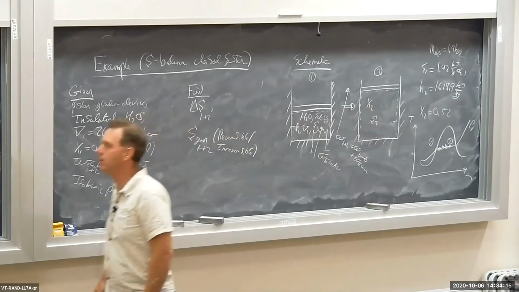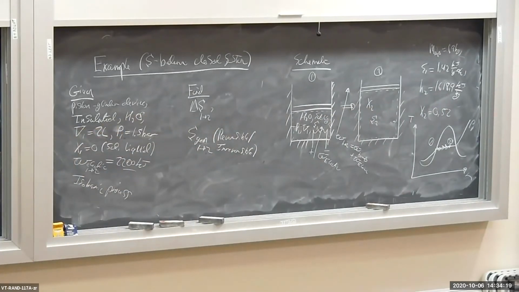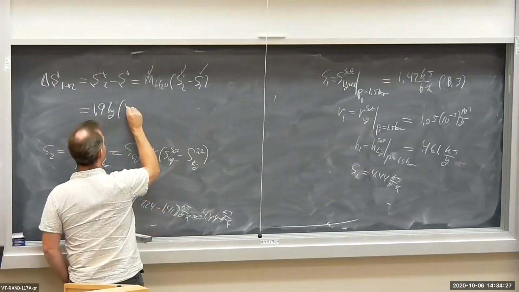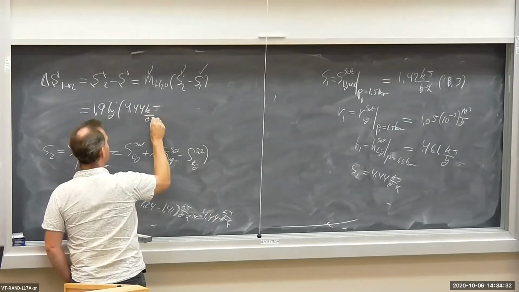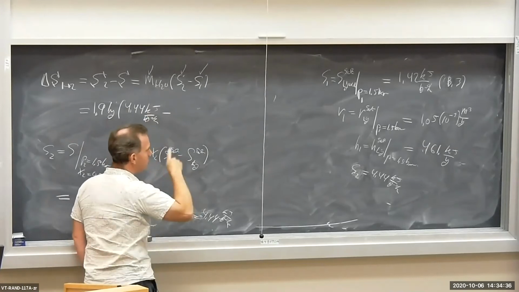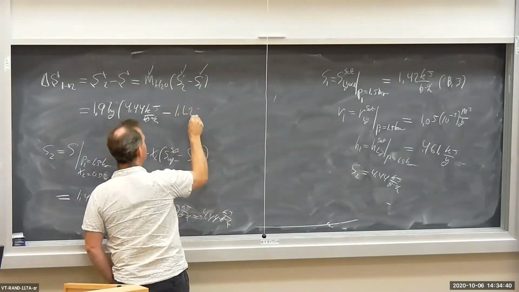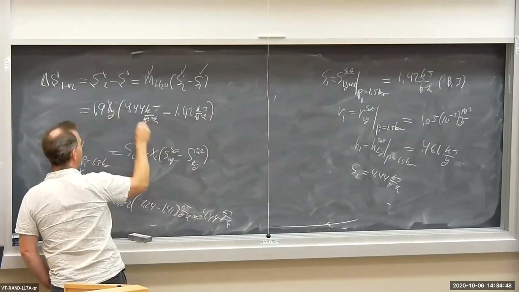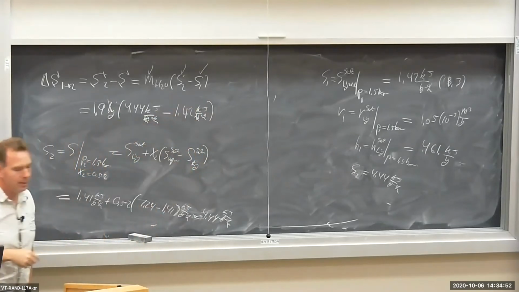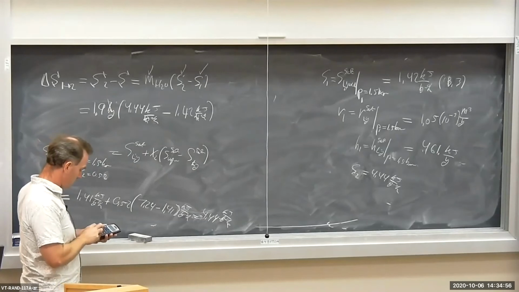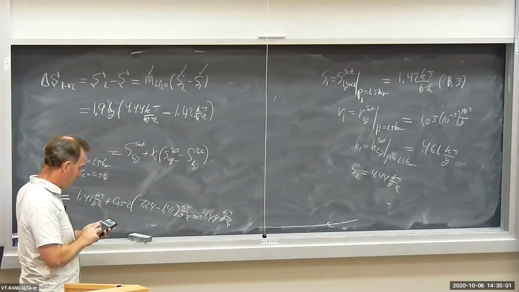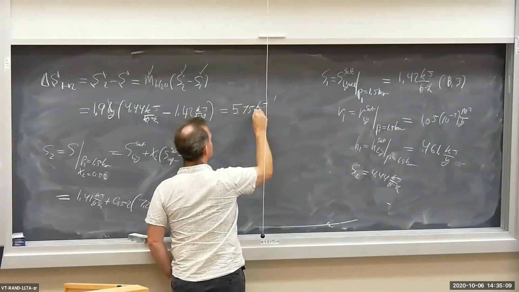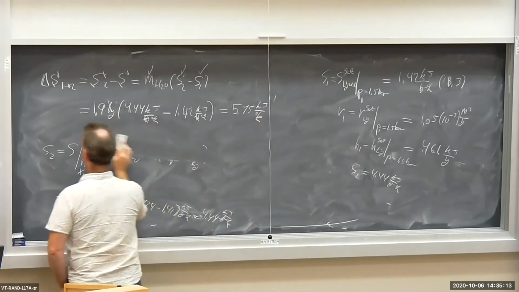1.9 kilograms. And then S2 was 4.4 kilojoule per kilogram Kelvin, minus the specific entropy at state 1, which is 1.42 kilojoule per kilogram Kelvin. Kilograms cancel out, and I get kilojoule per degree Kelvin. Minus 1.42 times 1.9 gives 5.75 kilojoules per degree Kelvin. Okay, so let's write that down here.